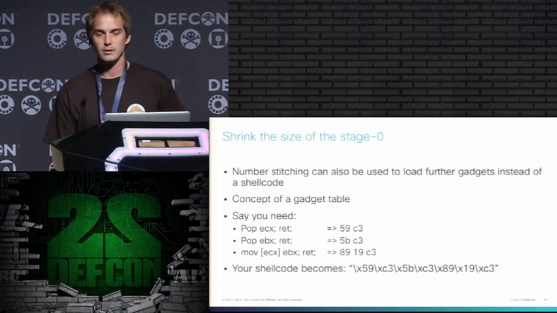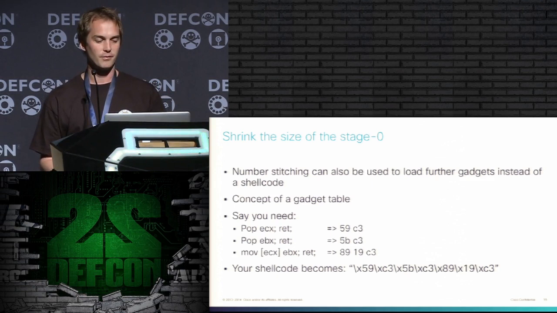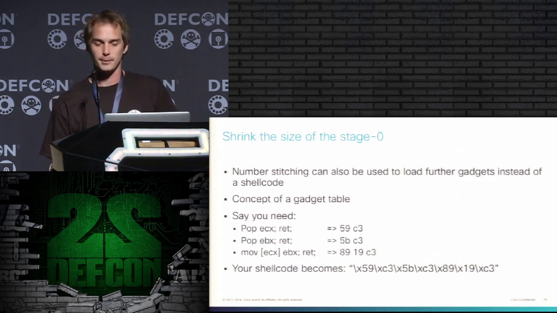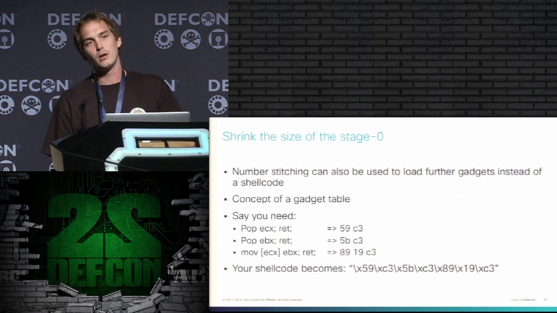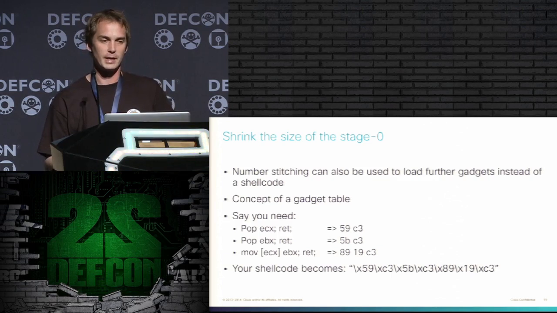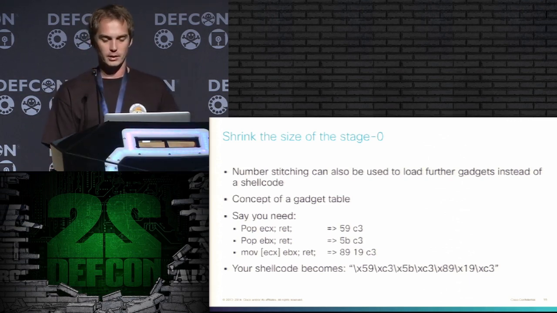So for example, say that you've got your exploit and you'd like to have those gadgets I put in there, the opcodes I put on the right. So basically your shellcode becomes 59C3, 5B, and so on. If you load that, you use number stitching and ROP stitching to generate that and put it in memory, then you can actually call them directly from a stage 0 payload or from your payload. And so that way you can insert additional gadgets within the target's memory space, which is kind of practical.